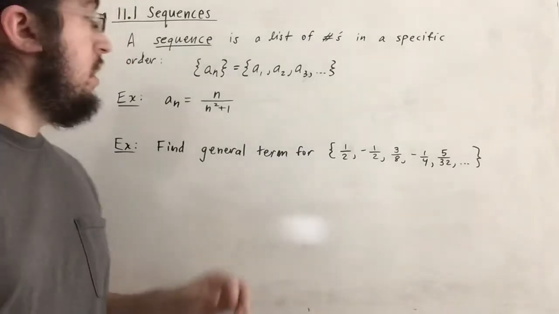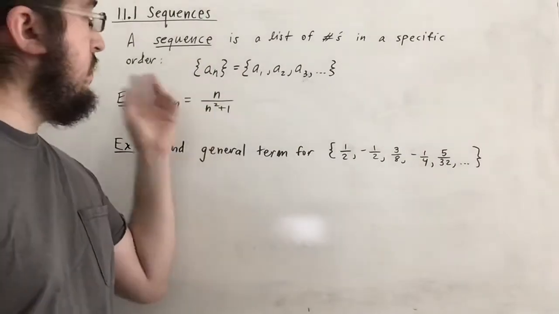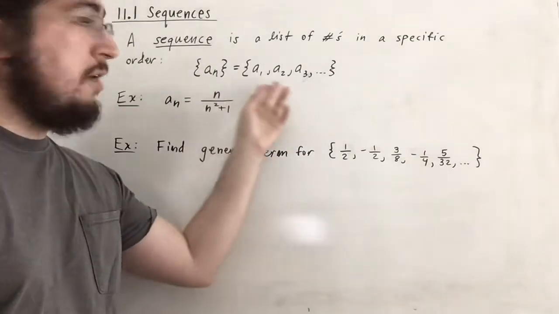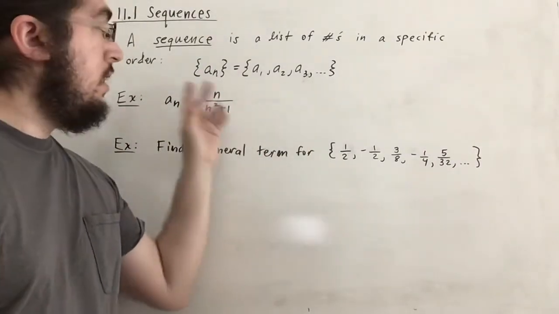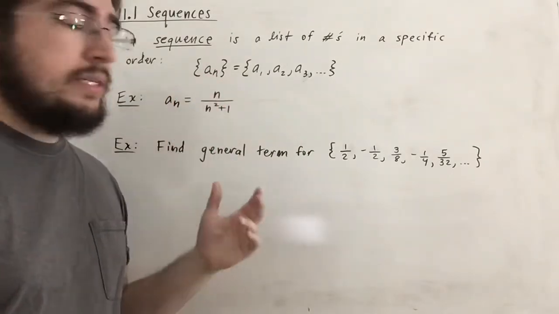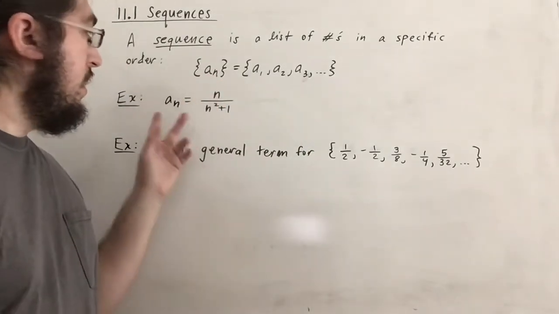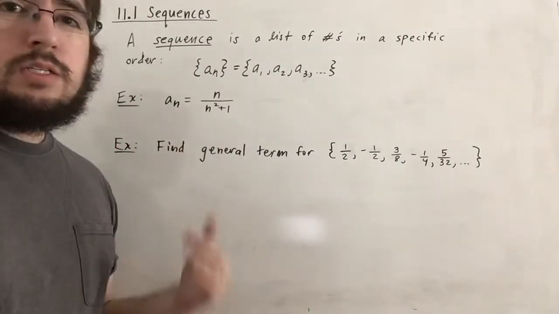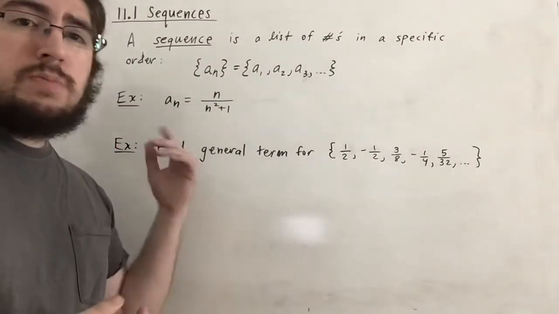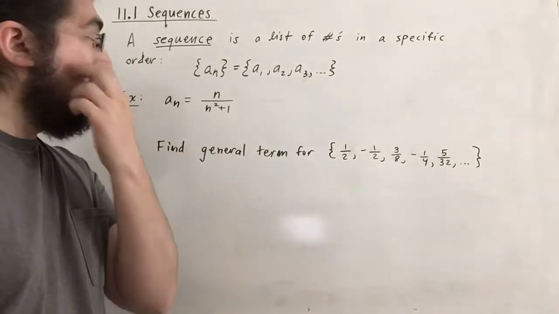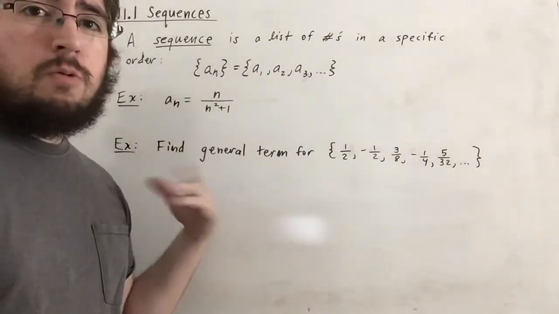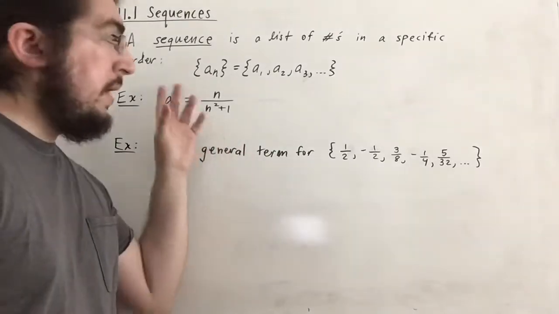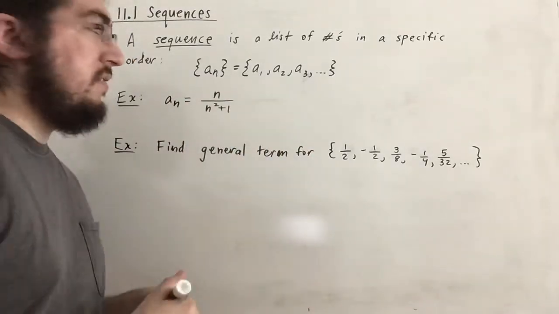That's really it. So here I say a sequence is a list of numbers in a specific order, so usually it's A1, A2, A3, and so on, and we label it as A sub n in brackets like this, or braces like this. So, for example, if we have a general term A sub n equals n over n squared plus 1, we can write the sequence by just plugging in numbers. So basically this A sub n is a function, but only when we plug in natural numbers, meaning 1, 2, 3, and so on, so positive whole numbers.